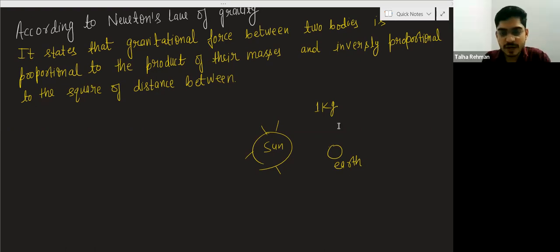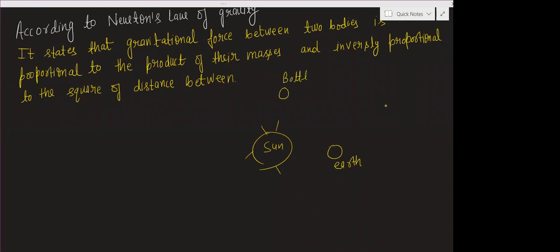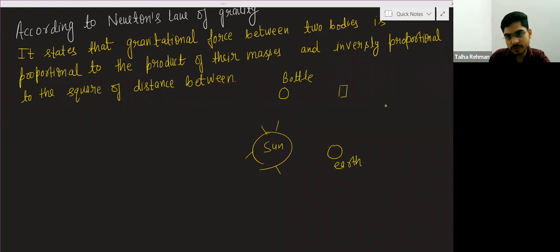So this is your sun and this is your earth. And these are two masses, like small masses, like this is my bottle, and this is my phone. You can compare: these are two objects and these are two objects.